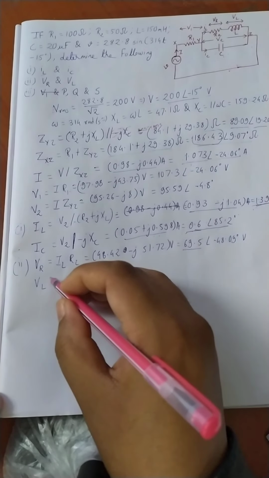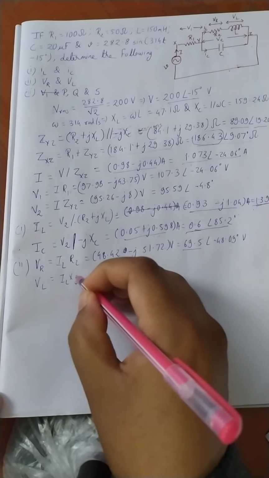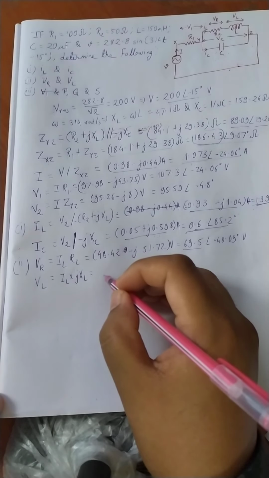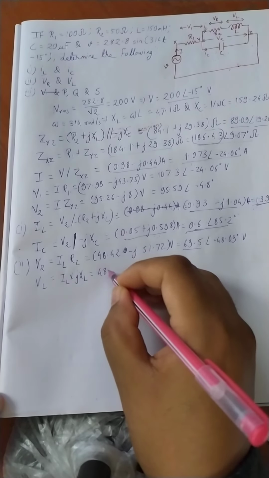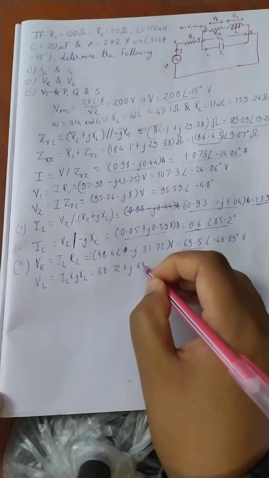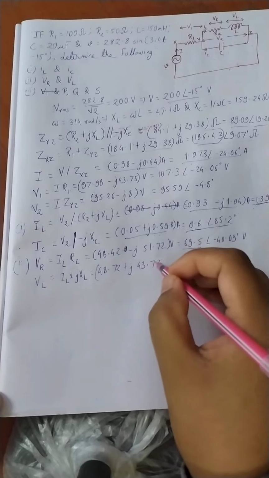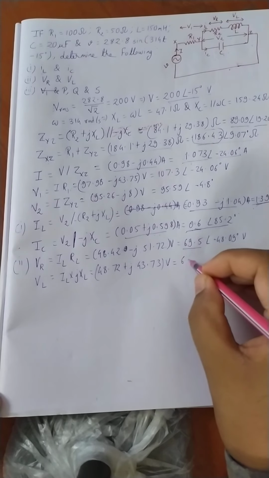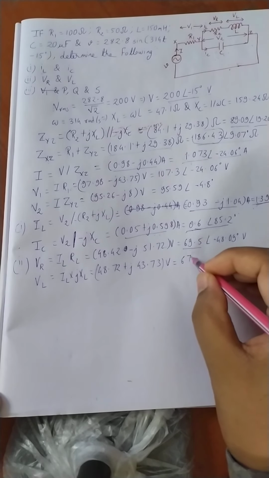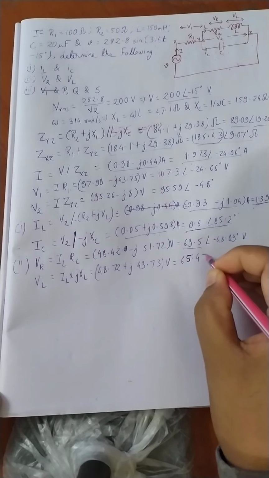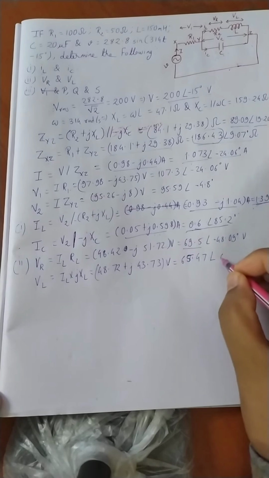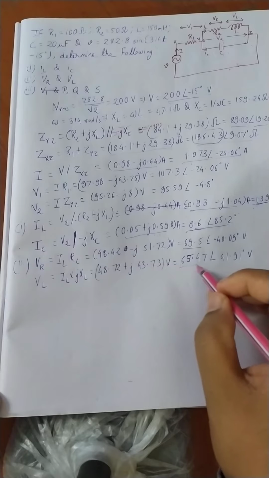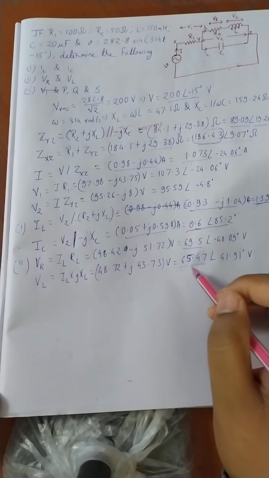And check out VL, that should be equal to IL into JXL. So that is coming to be 48.72 plus J 43.73 volt. If I am solving it out, you will be getting something like that, and that would be 65.47 angle 41.91 degree volt. So you could see that the RMS value of VL will be equal to 62.47.